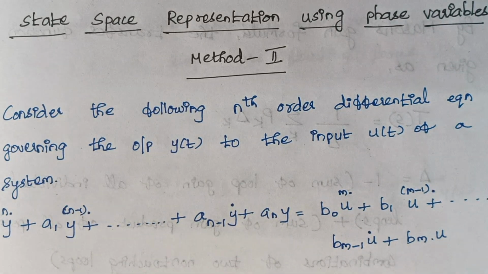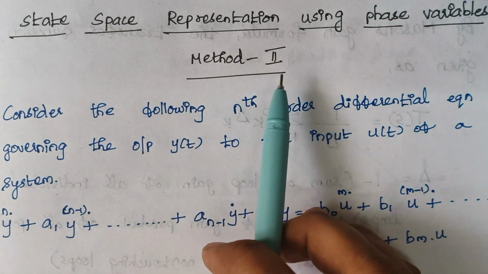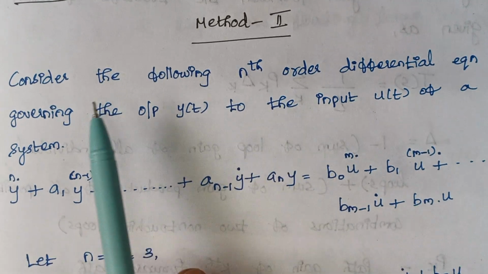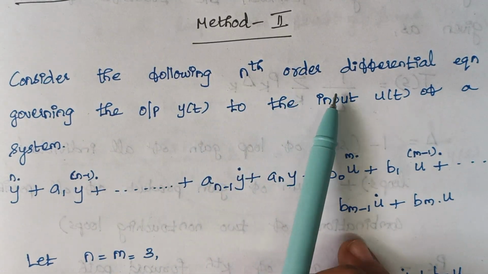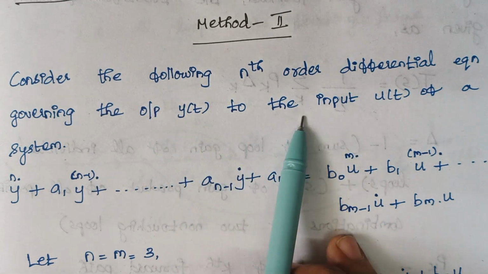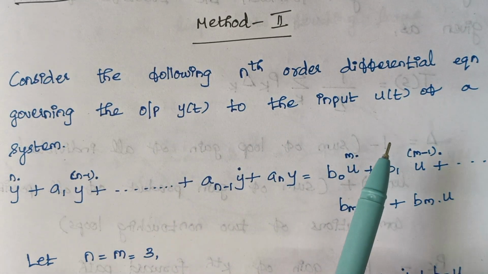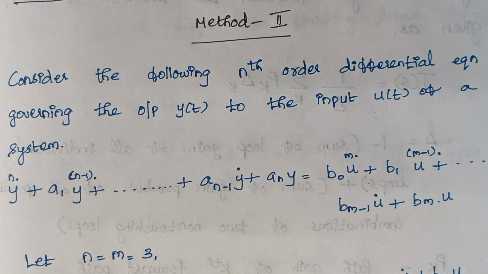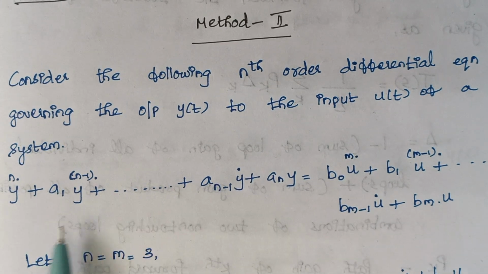Today we are going to discuss the topic state space representation using phase variables method 2. Here, consider the following nth order differential equation governing the output y of t to the input u of t of a system. So, here for the given differential equation, the input is u of t and the respective output is y of t. So, now consider this equation.